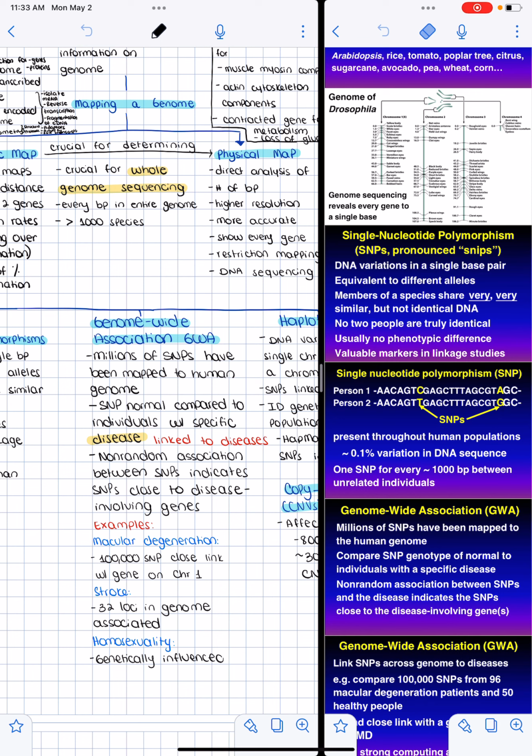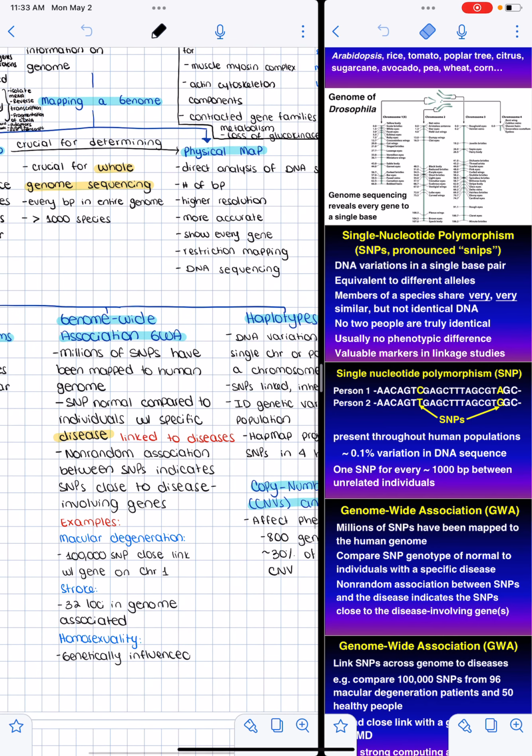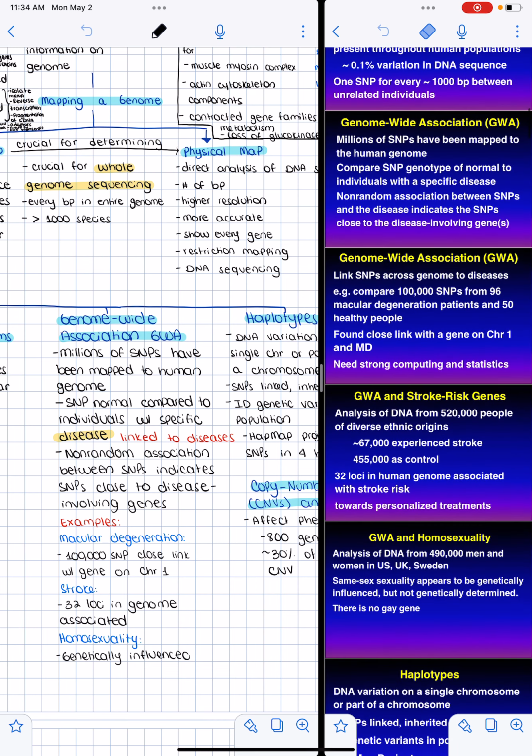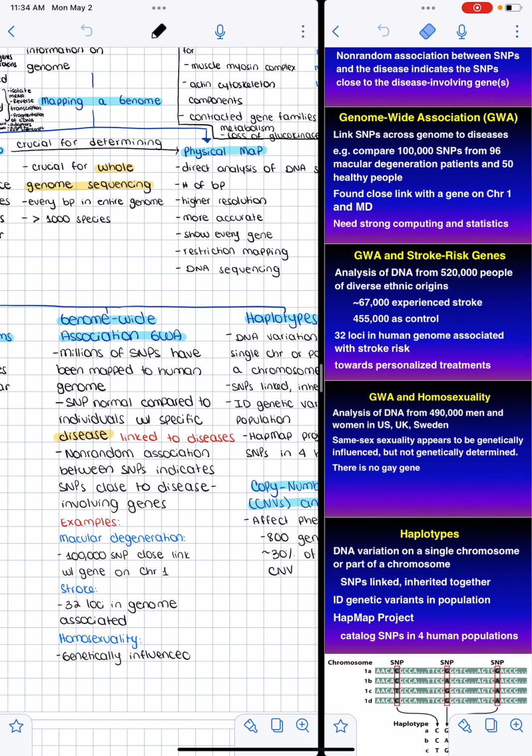Single nucleotide polymorphisms are compared between individuals with specific diseases to analyze the linkage of these SNPs to specific diseases. For example, approximately 520,000 people analyzed for stroke served to identify 32 loci associated with stroke risk.